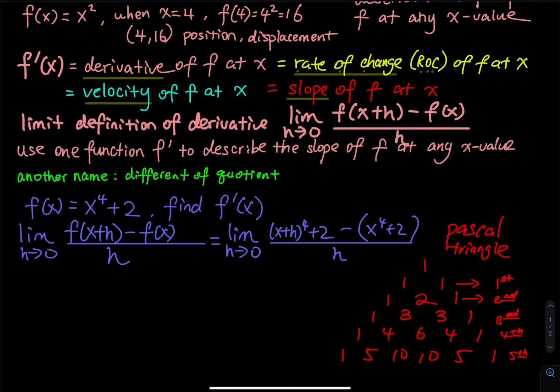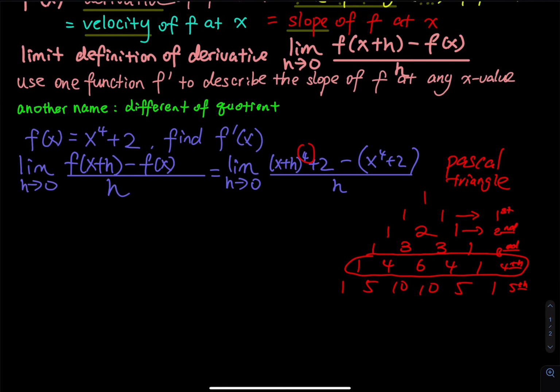Okay, which one are we using? Since this is a fourth degree, we will follow the fourth line. So the 1, 4, 6, 4, 1. The way we use that is we write this down for the coefficients. So 1, 4, 6, 4, 1.